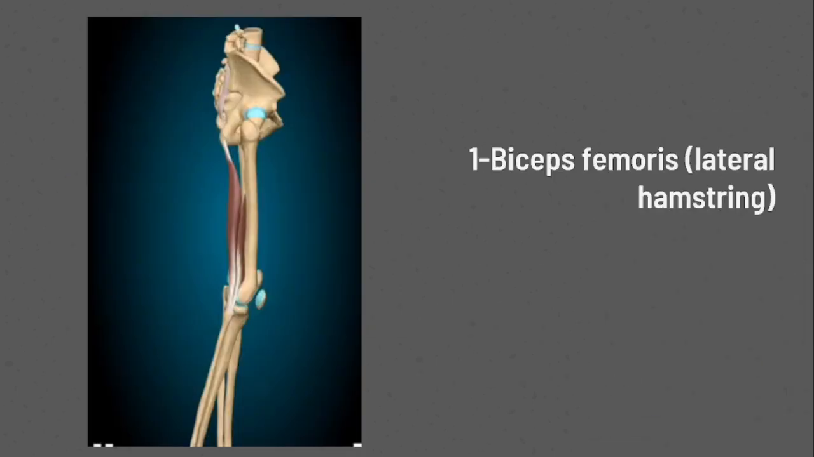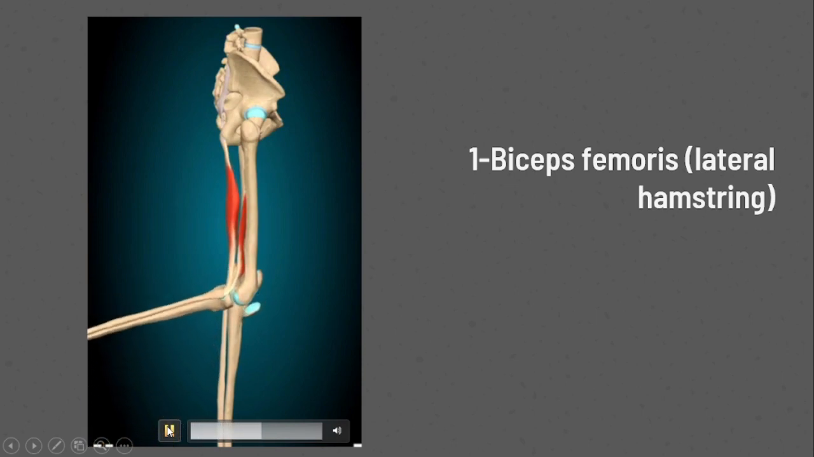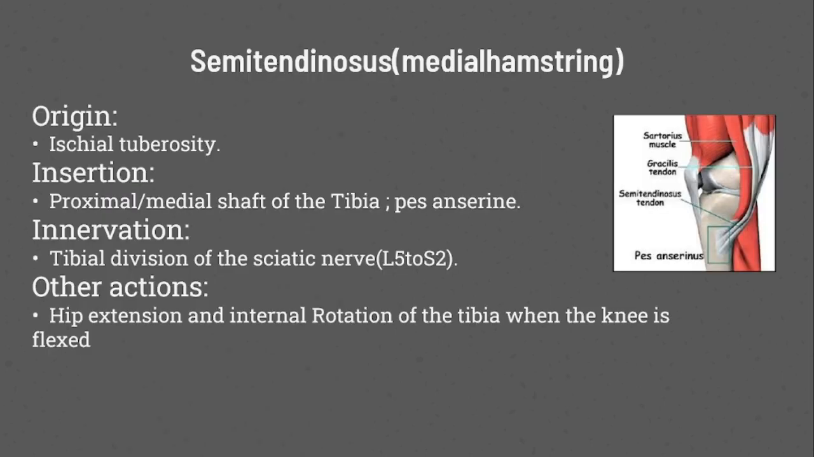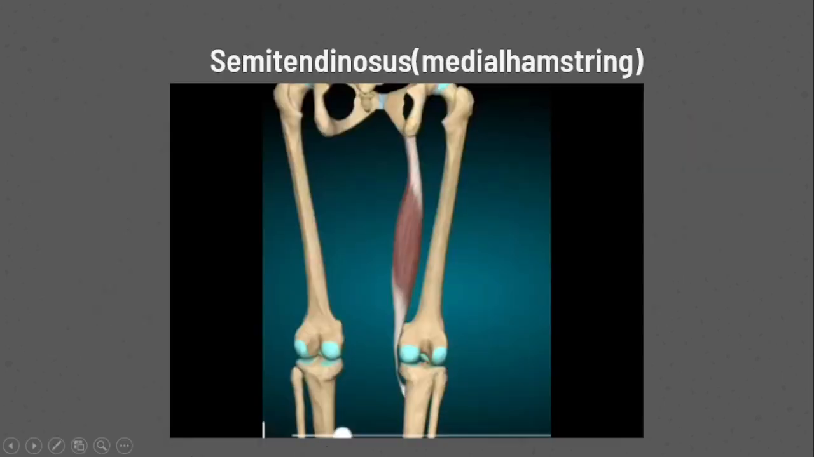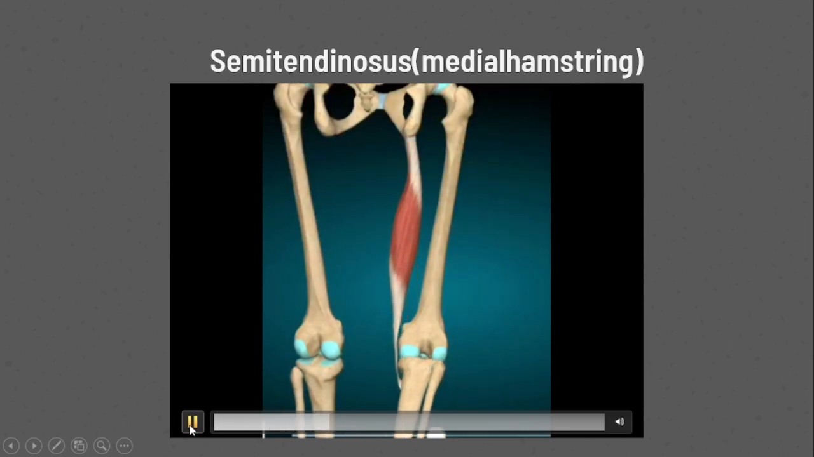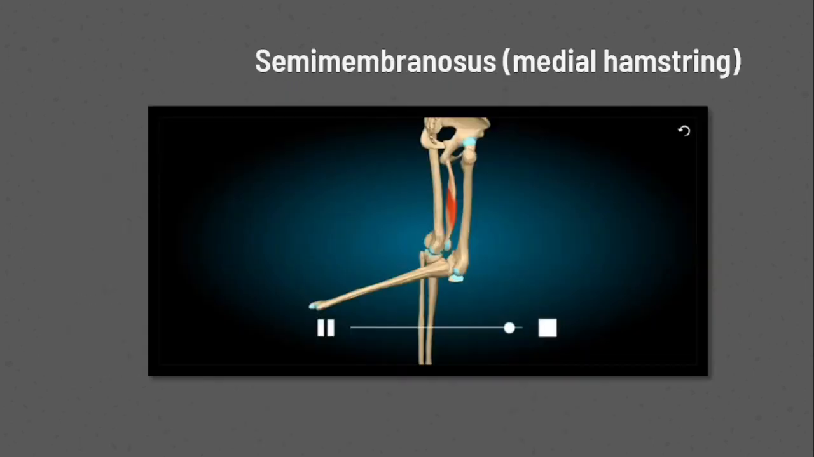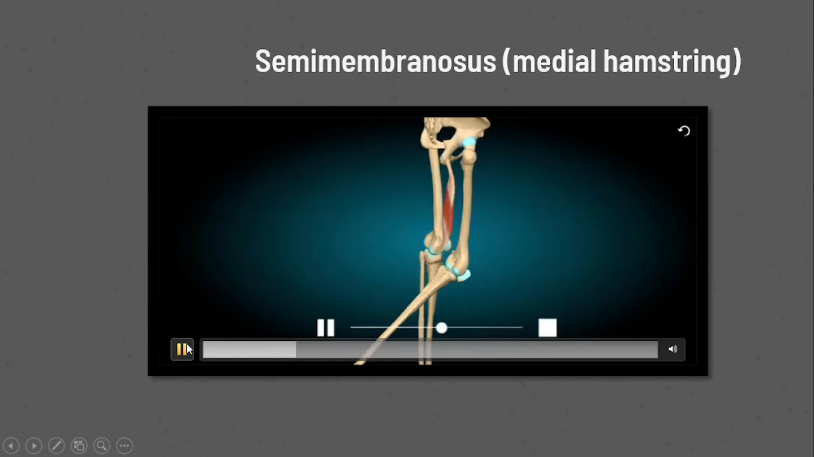Let's take a look at how these muscles function. They function in knee flexion. The biceps femoris is the lateral hamstring. It has two heads and it makes lateral rotation of the knee. The medial hamstrings are flexors of the knee and also make medial rotation of the knee. Take a look.